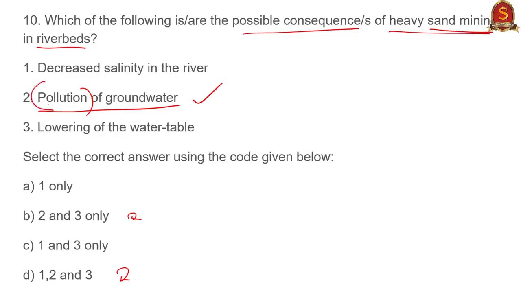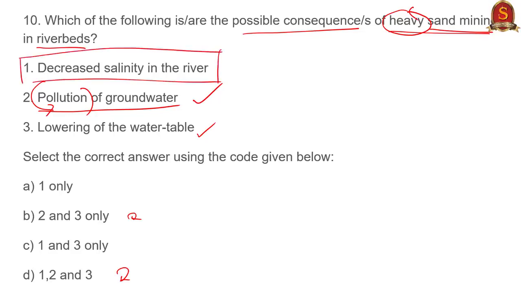Pollution simply denotes the appearance or presence of any unwanted particle in that environment, and when you go for heavy sand mining, it is bound to cause pollution of groundwater. You can immediately narrow down to options B and D. You need not even worry about the lowering of the water table argument at all. All you need to concern yourself with is the first statement, decreased salinity in the river.